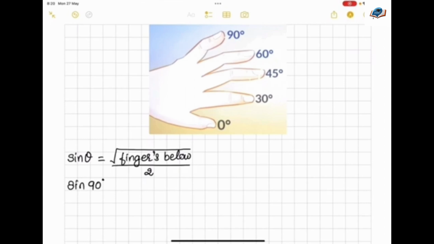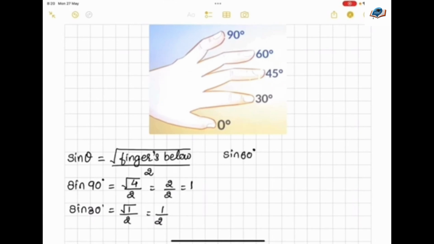For example, if I want to find sine 90, that will be fingers below 90 degrees. My smallest finger is 90, so fingers below that is 4. So root of 4 upon 2, that will be 2 by 2, which is equal to 1. Then sine 30: fingers below, only one thumb, so root 1 upon 2, that will be 1 by 2.